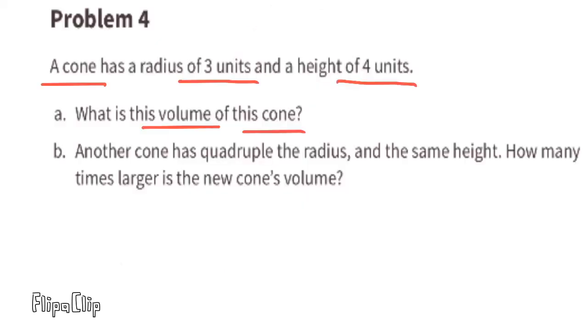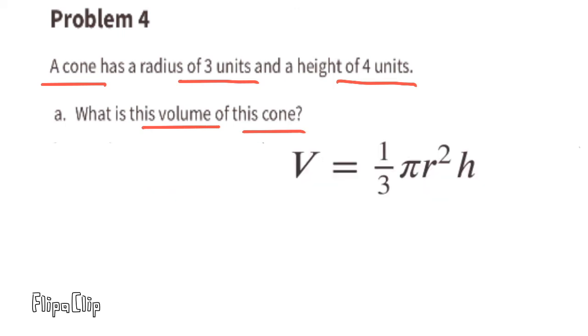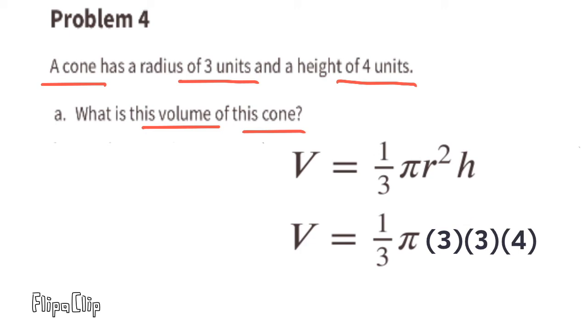Problem number 4. A cone has a radius of 3 units and a height of 4 units. A. What is the volume of this cone? Let's start with the formula. Volume of a cone equals 1/3 times pi times r squared times height. They've given us the radius and the height, so we can substitute the radius with a 3 and the height with a 4. Now the equation reads volume equals 1/3 pi times 3 times 3 times 4.